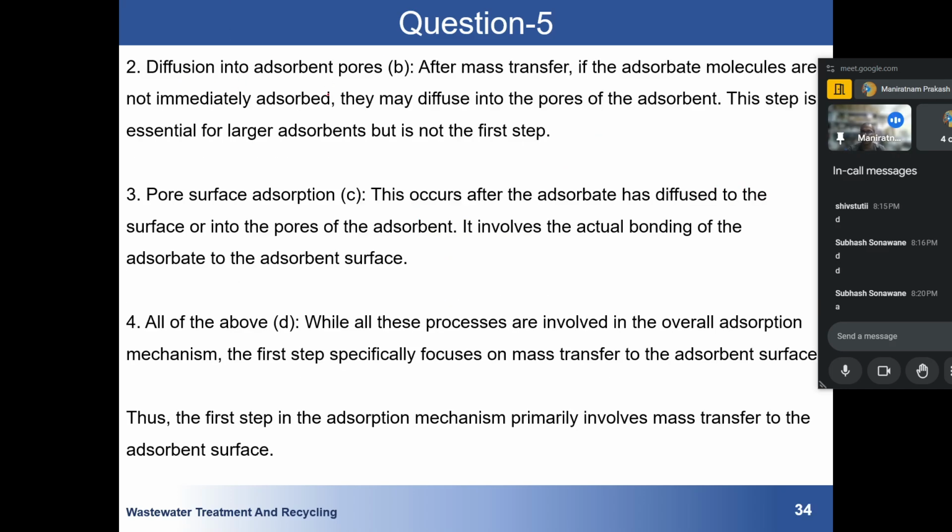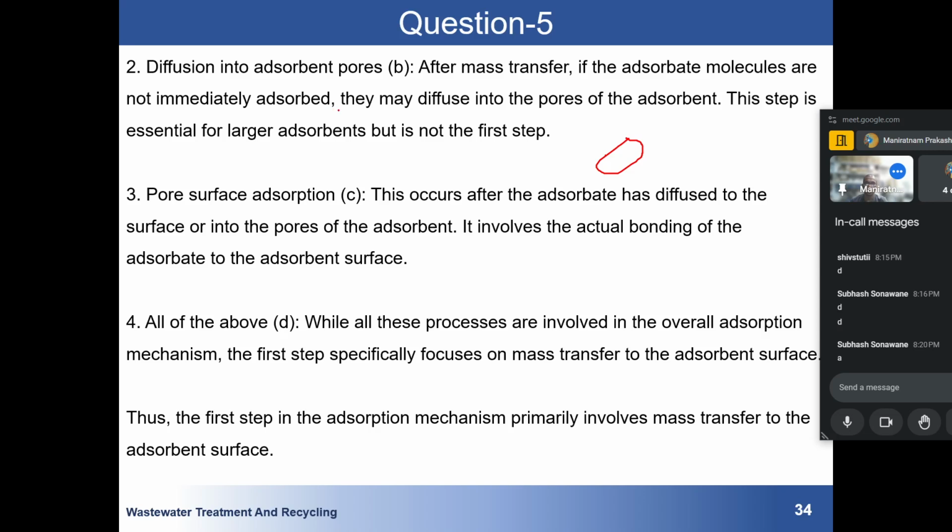The second is diffusion. Suppose this was our layer; once the molecule has come in contact with the adsorbent surface, the second step in the adsorption process will be diffusion. After mass transfer, if the adsorbate molecules are not immediately adsorbed, they may diffuse into the pores of the adsorbent, so obviously there will be some pores here. This step is essential for larger adsorption, but it is not the first step. Then pore surface adsorption. This occurs after the adsorbate has diffused to the surface or into the pores of the adsorbent.